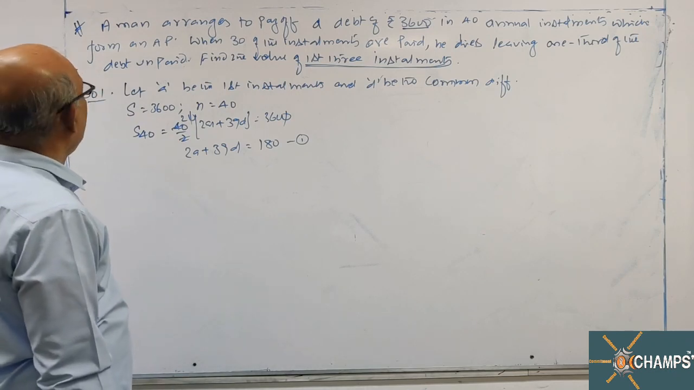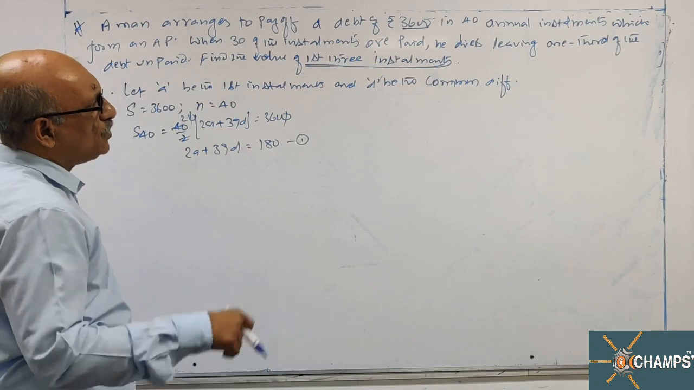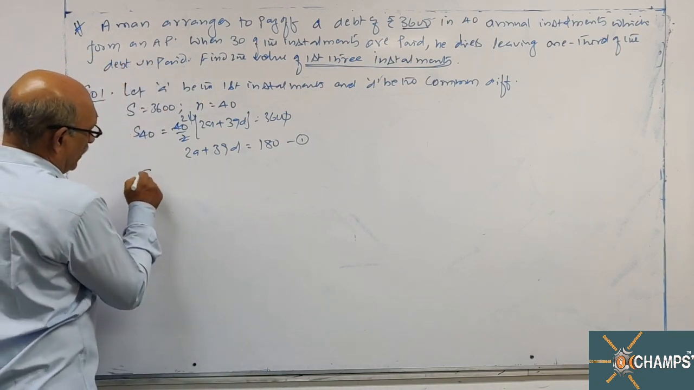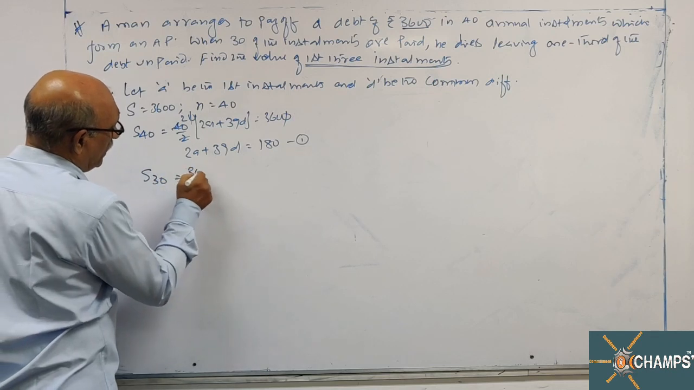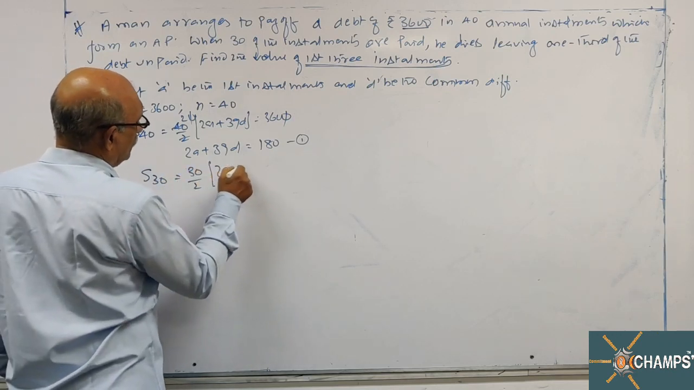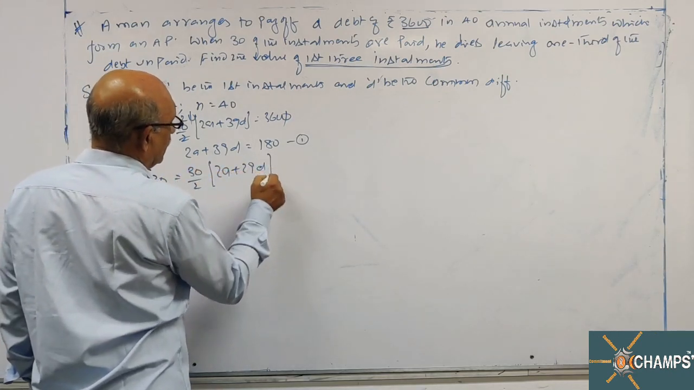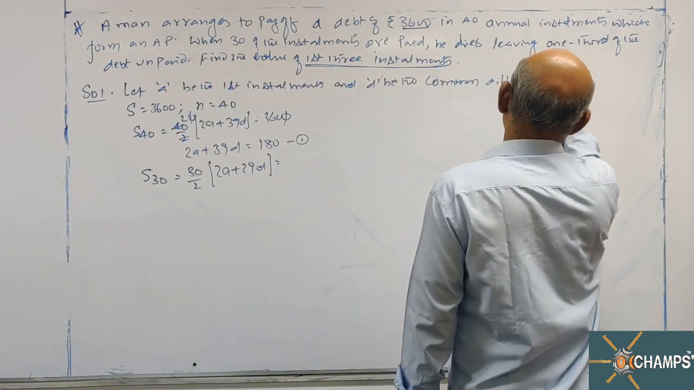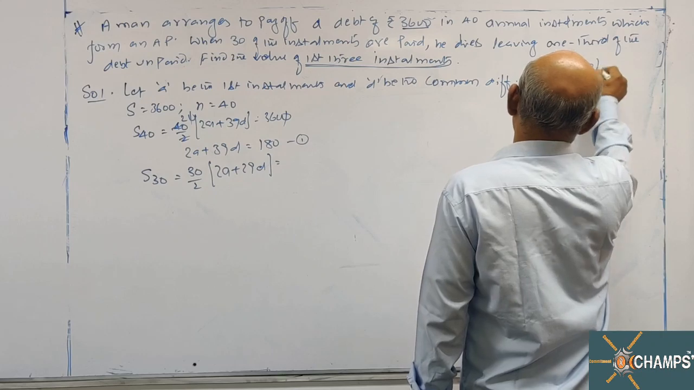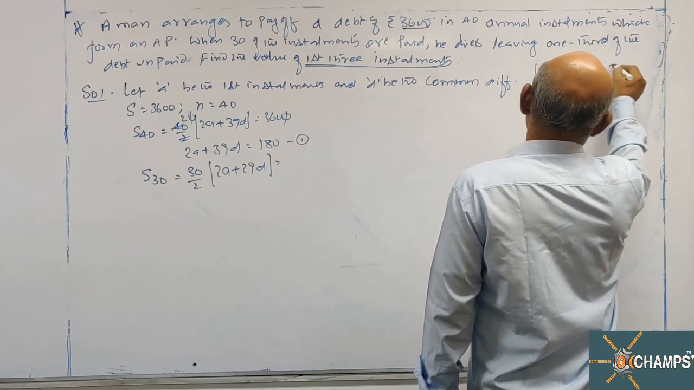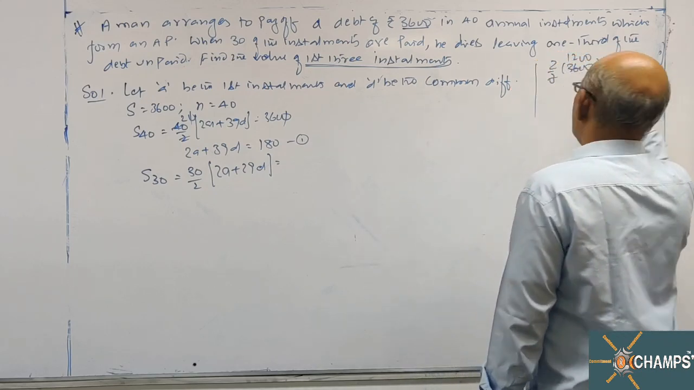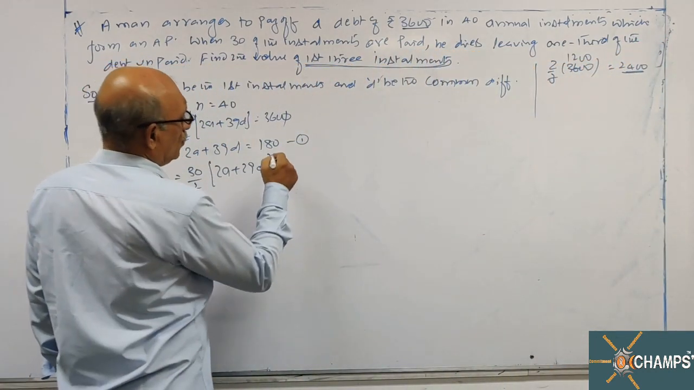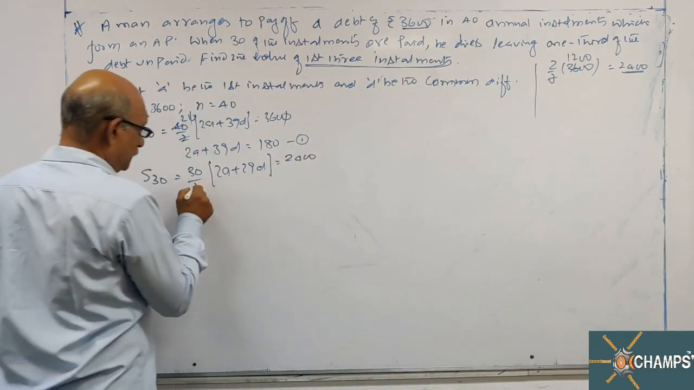When 30 installments are paid, he dies leaving 1/3 of the debt unpaid. It means 2/3 of the debt he paid. So S30 is equal to 30 by 2 into 2a plus 29 into d. This is equal to 2 by 3 of 3600, 2400. This much of loan he paid, is equal to 2400.